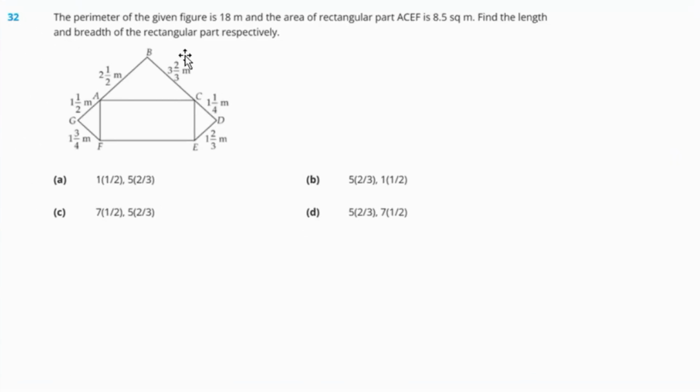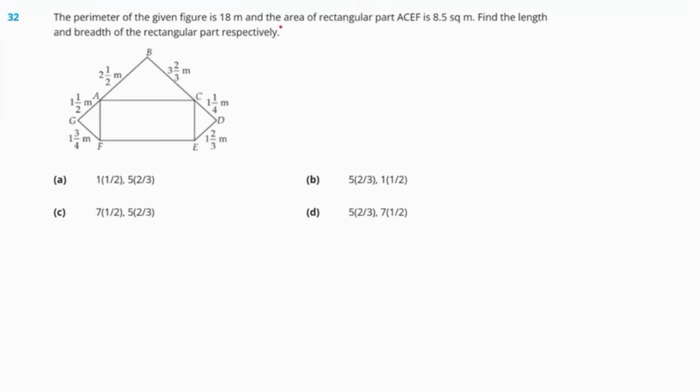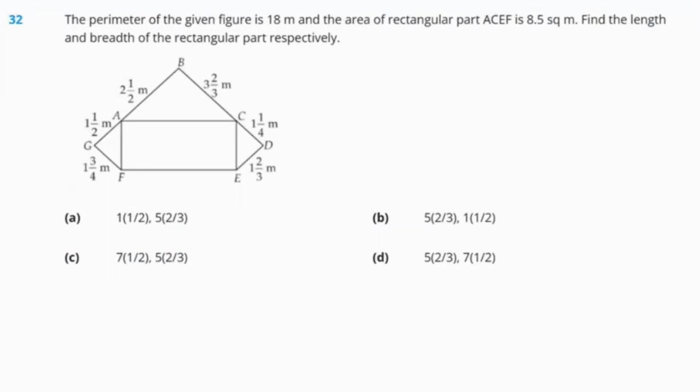Okay. After that, we need to go with the next question. So the next question is asking: the perimeter of the given figure is 18 meter and the area of the rectangular part ACEF is 8.5 square centimeter. The perimeter of this complete figure is given to us. The perimeter of the given figure is 18 meter.